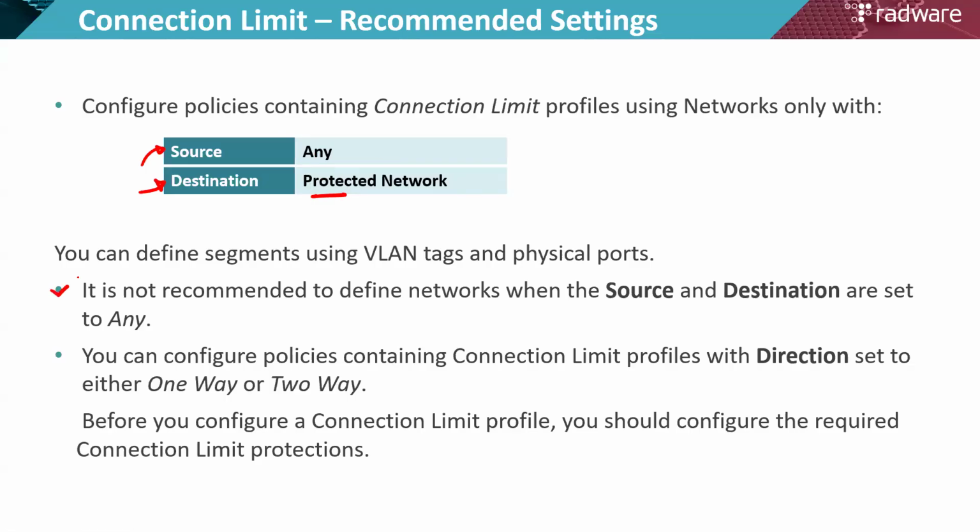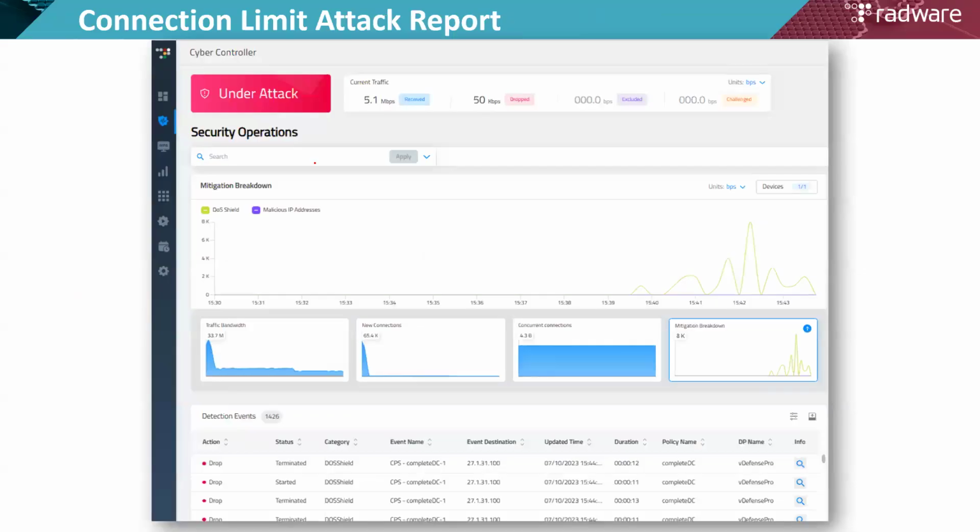Just what is mentioned here as well. Now you can configure these policies containing connection limit profiles with direction set to one way or two way. You can assign the particular connection limit profile in both the directions. You can select what you want to, but make sure that it works properly. And it is a recommendation that you do not use this connection limit profile as the starting point of the mitigation action, because it would detect it first and then start dropping the packets right away, which you do not want to happen.